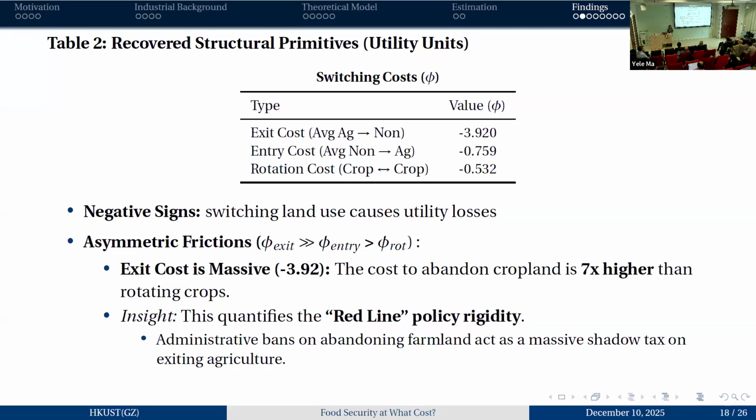And second, we recovered parameters from the second stage estimation. We think the sign is negative because it reflects the situation land use may cause the utility loss. And we also clear about their mechanism. The exit cost is far more larger than the entry and the location cost. We think that reflects the strong policy force to make the problem don't move. They actually abandoning some farmland.